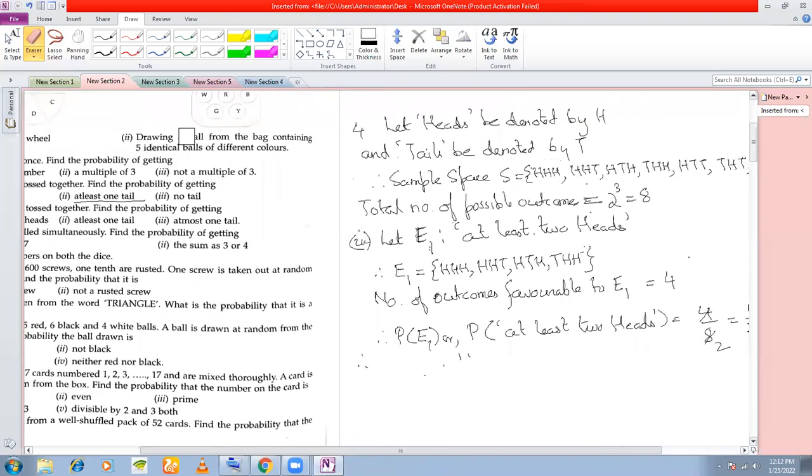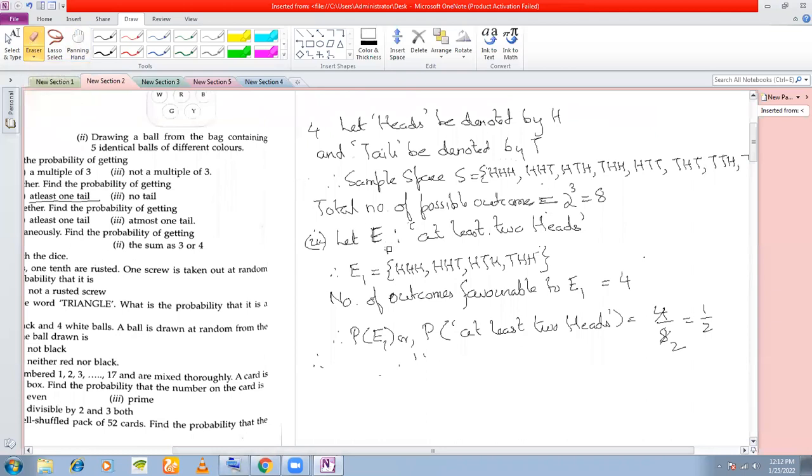So let's see, at least 1 tail. Let us define the event first. Event E2. We define our event accordingly: at least 1 tail, right? And therefore, what is my set E2 then? Okay, look at the sample space now. How many outcomes have at least 1 tail?